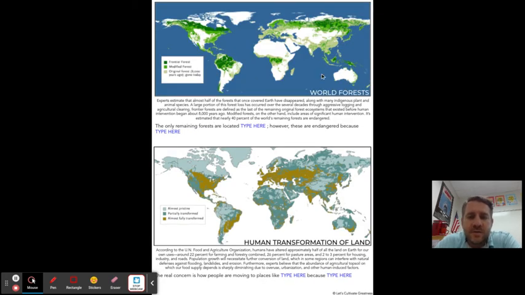Another one is world forest. And remember what forests do. Plants take in carbon dioxide, right? So that's good. And then the last one, I think, is human transformations of land. Like how much have we changed the land? You can see America and Europe have done a really bad job of managing land properly. We tear up a lot of land to transform it, right?